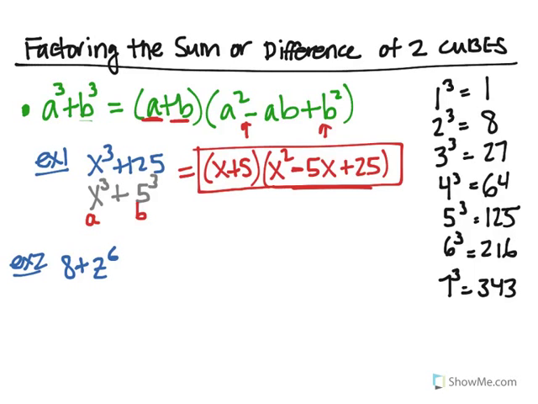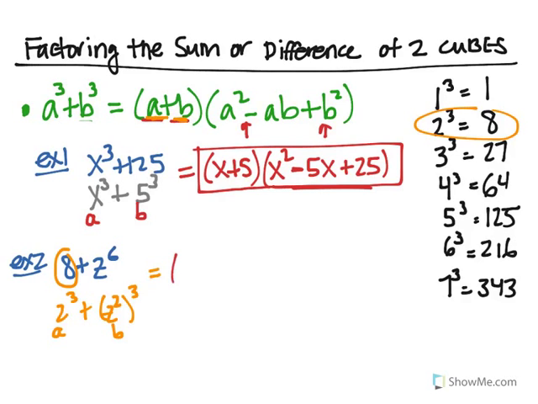Alright, now in this example, it actually is a sum of 2 cubes. And if you want to figure out what number cubed is 8, you just look over here and you go, oh, that's 2 cubed, so this is 2 cubed. And then what number cubed is z to the 6th? It wouldn't be z, it would be z squared. So your A is going to be 2, and your B is actually going to be z squared when you use that formula right up there.